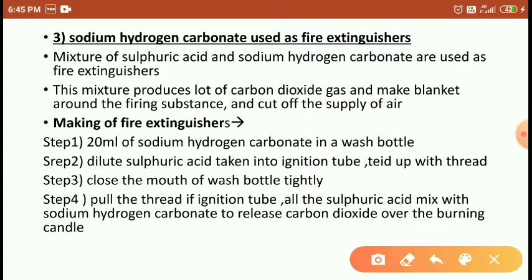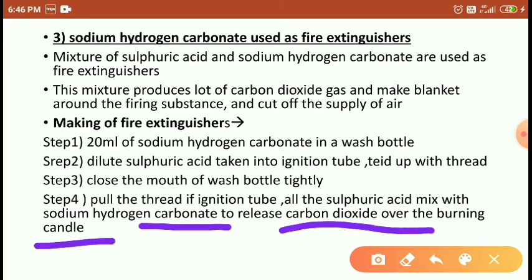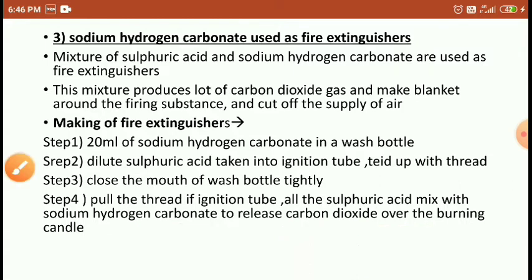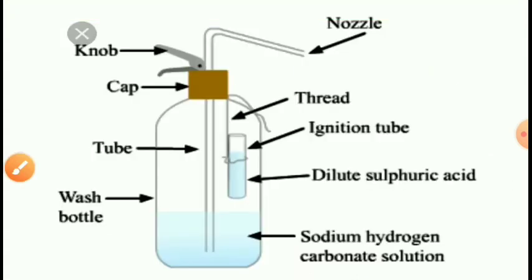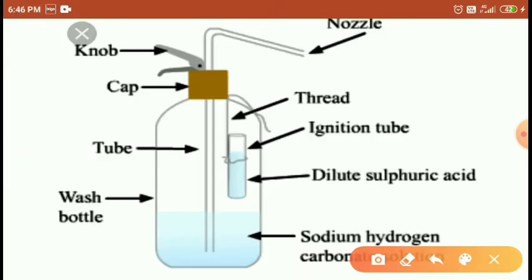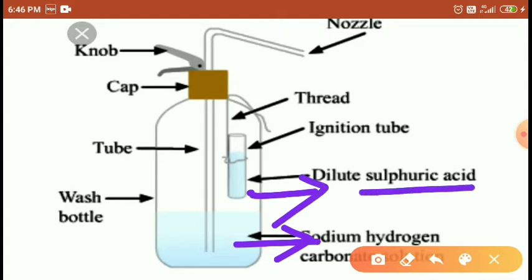Whenever you need, you just pull the thread, the sulfuric acid in the ignition tube mixes with the sodium hydrogen carbonate, releasing carbon dioxide over the burning candle or any burning spot. How does it happen, let's see. So here, students, this is the sodium hydrogen carbonate we are using, and we add one ignition tube to it. This tube we call an ignition tube, in which we use dilute sulfuric acid.